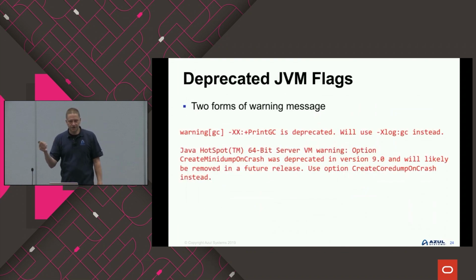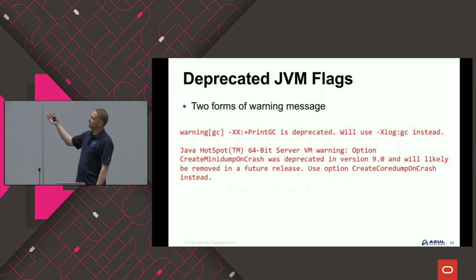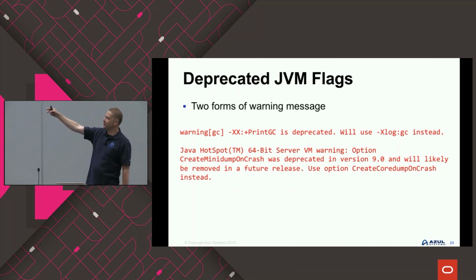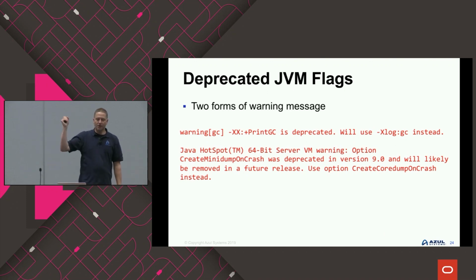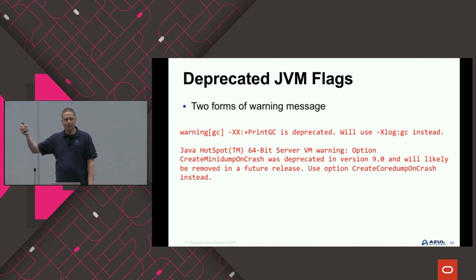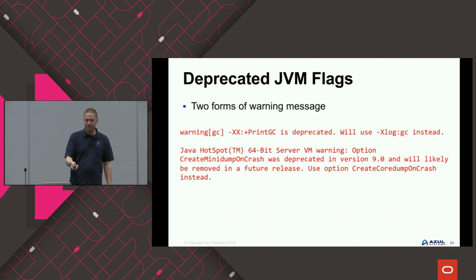So again, in terms of the deprecated flags, you get two different types of warnings. One will say, okay, print GC is deprecated, and it will use the right one for you. So that's nice because you don't have to do anything explicitly. Other ones will come up with things like create mini dump on crash was deprecated, likely to be removed, use this one instead. So it gives you an alternative.